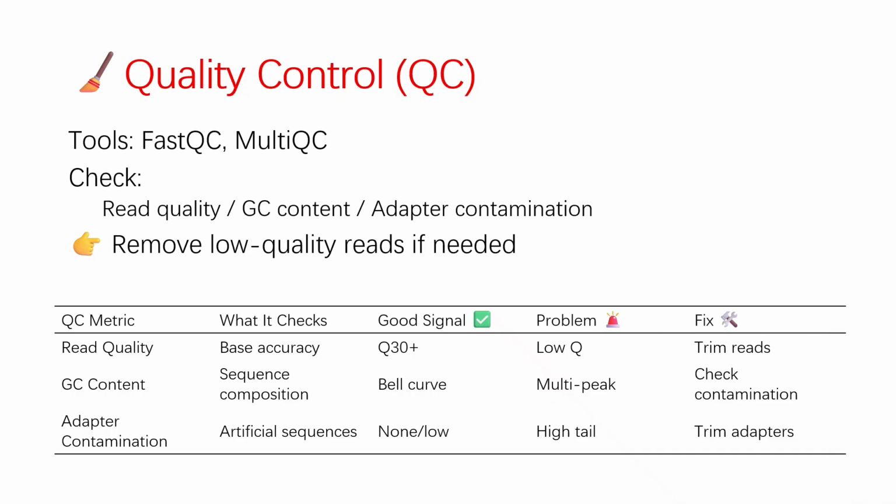Before we trust any data, we must check its quality. In this step, we use tools like FastQC and MultiQC to examine read quality, GC content, and adapter contamination. Good data should have high base accuracy, typically Q30 or above, and a smooth GC distribution. If we see problems, like low quality or adapter contamination, we fix them by trimming reads. Because if the input is bad, everything downstream will be unreliable.